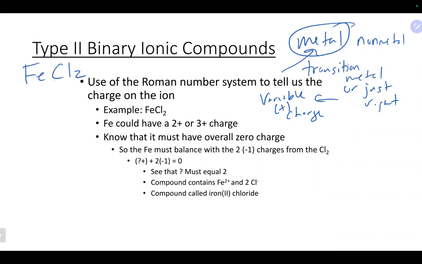FeCl2, we would look at the metal, which is iron. This is our non-metal. So once again, it would tell us it's an ionic compound. When I see the iron, I look at the periodic table. It's like dead center on the periodic table in the transition metal region. That is iron. So as soon as I see transition metal, I know it could have a variable charge. So the first thing I want to do is really figure out what the charge is on it.